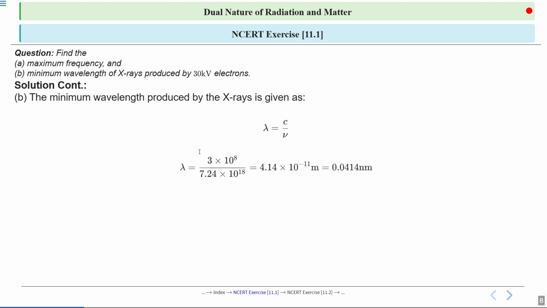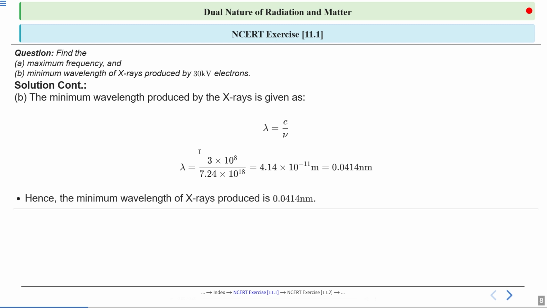So let's substitute the values. Lambda equals 3 into 10 raised to the power 8 divided by 7.24 into 10 raised to the power 18. So when we solve this, we get 4.14 into 10 raised to the power minus 11 meter. In nanometers, it will be 0.0414 nanometer. Hence, the minimum wavelength of X-rays produced is 0.0414 nanometer.